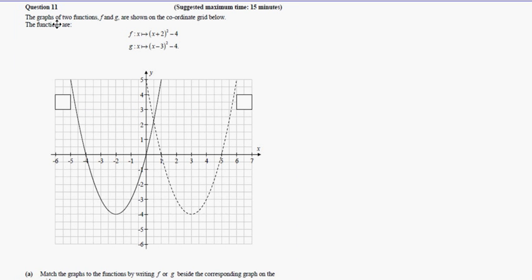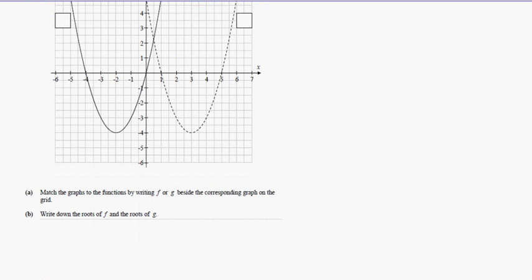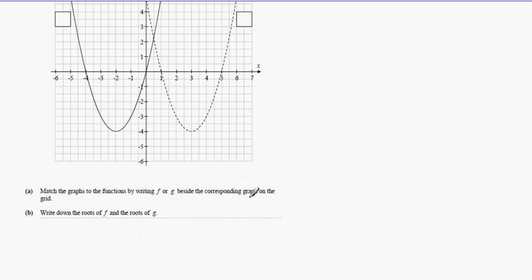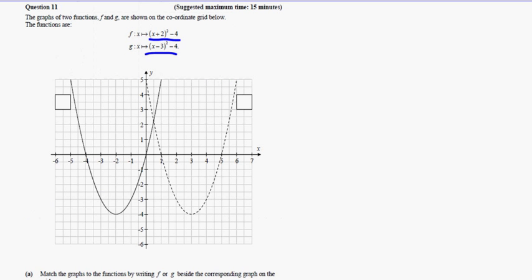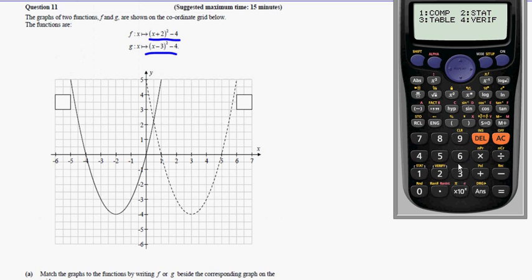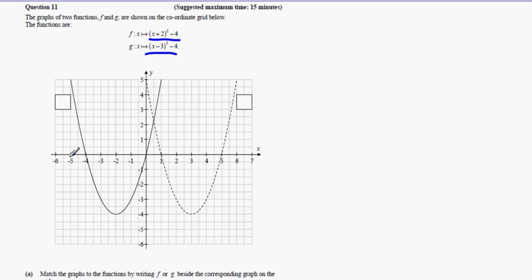Okay guys, question 11. The graphs of the two functions f and g are shown in the coordinate grid below. The functions are this one here and this one here. It says match the graphs of the functions by writing f or g beside the corresponding graph in the grid. Well, look, what I'm just going to do is go straight into my table of values. I'm going to write this down here: (x + 2) squared minus 4. I'm going to do a region of minus 5 to, I don't know, plus 6.